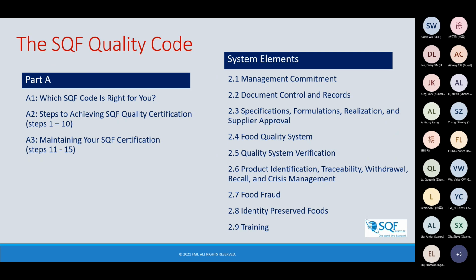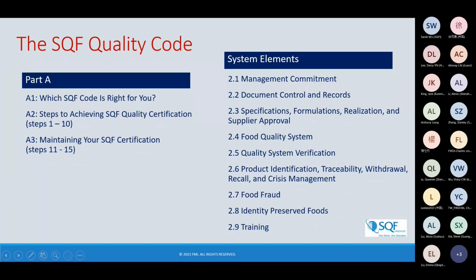And the system elements follow the same structure, the same format as in the food safety codes, covers management commitment, document control and records, 2.3 specifications, formulations, realization and supplier approval. 2.4 is a food quality system based on HACCP. 2.5 verification of the quality system. 2.6 product identification, traceability, withdrawal, recall, and crisis management. 2.7 is food fraud as it relates to the quality of the product, not necessarily to the food safety of the product. 2.8 is identity preserved foods in terms of organic, halal, kosher, anything that is identity preserved as such. And 2.9 is training.